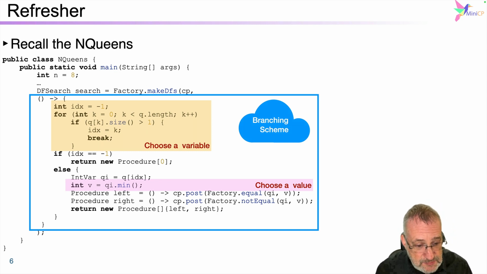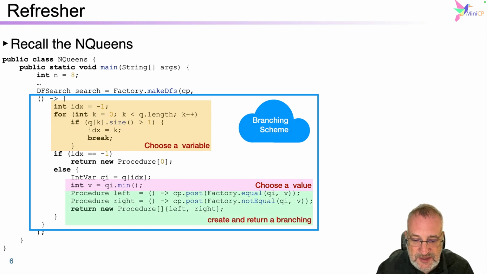Now, once I have the variable qi and the value v, I can do my third selection, which is the branching scheme. And the branching scheme here is one that is simply binary. I have two choices. Either queen i is equal to v, or it is not equal to v. And I represent both options by closures, as you see, one and a second, and I package the two closures in an array of procedures, which is my branching. So this effectively has created this structure, which is a node of the dynamically constructed branching tree, and we're going to reapply that scheme until we hit a leaf and all the variables are fixed.